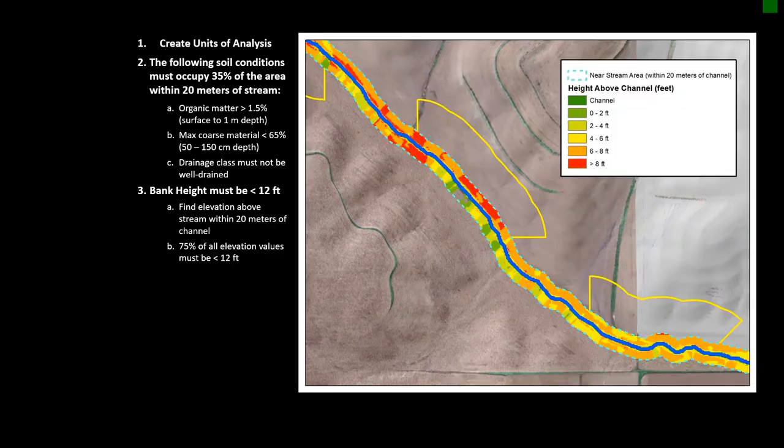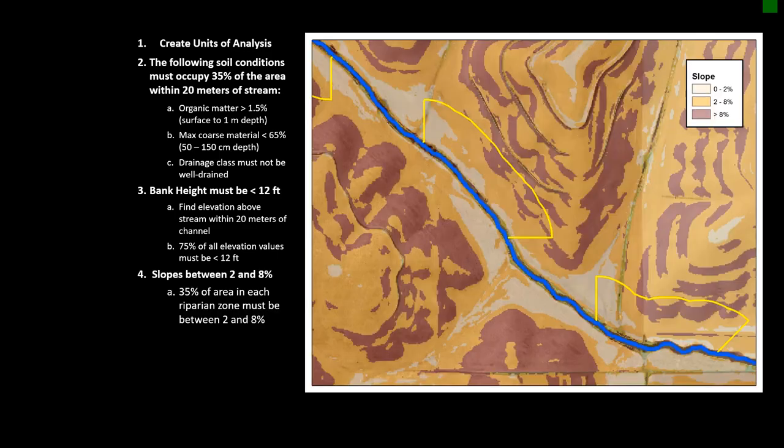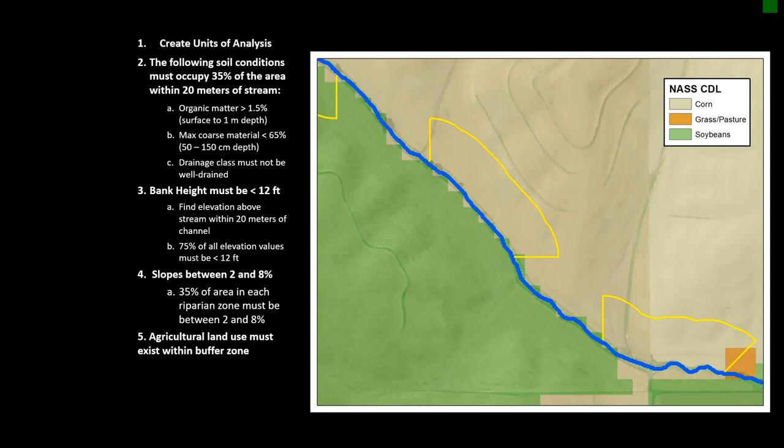The next criteria is bank height, and bank height must not exceed 12 feet in height. This is tested by finding elevations above the stream within 20 meters of the channel. This is done to ensure stability if the area becomes completely saturated. The next criteria is slopes. 35% of the area in each 90-meter riparian zone must be between 2 and 8%. And finally, agricultural land must exist within the buffer zone.